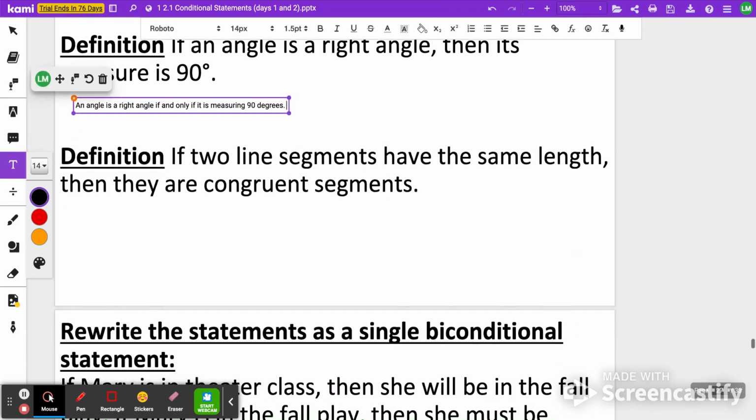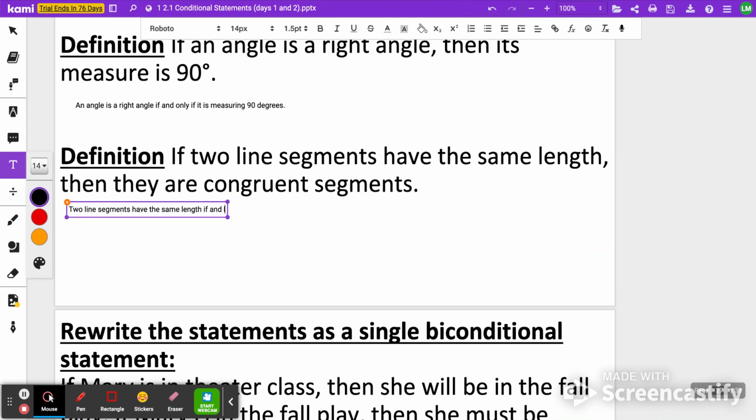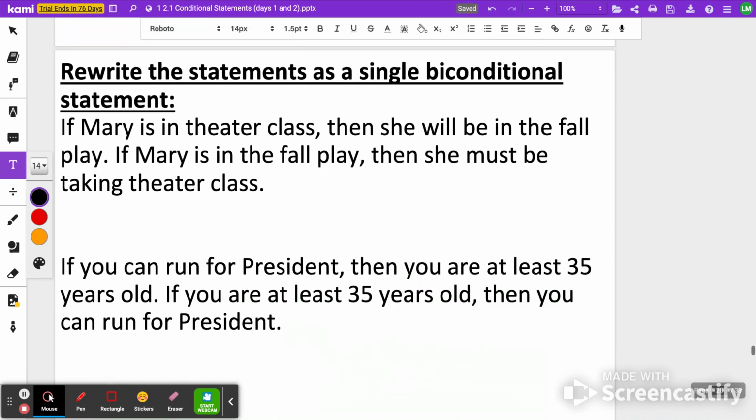The third one we have, if two line segments have the same length, then they are congruent segments. So again, using that if and only if statement, two line segments have the same length if and only if they are congruent segments. So really you're just connecting these two statements with the terminology if and only if. Again, we're going to try that with a few more examples.